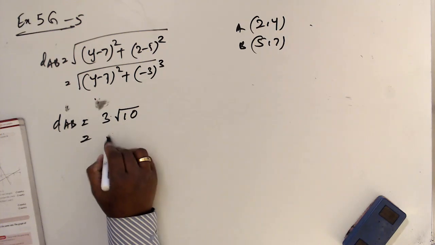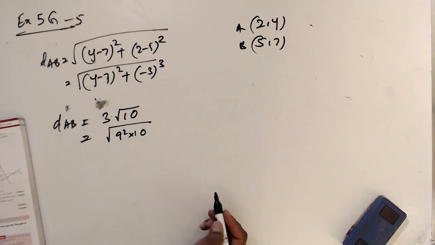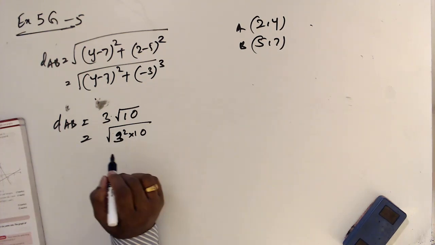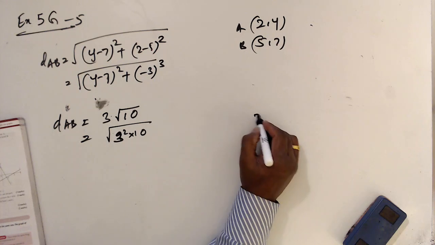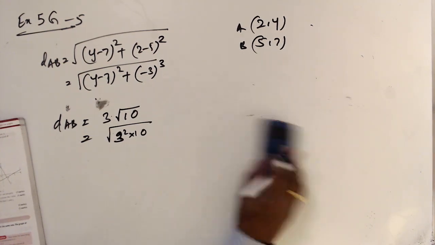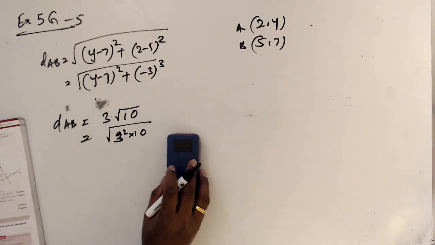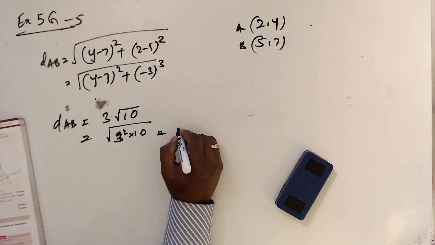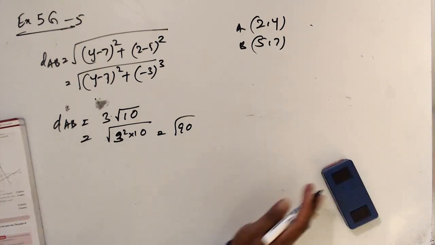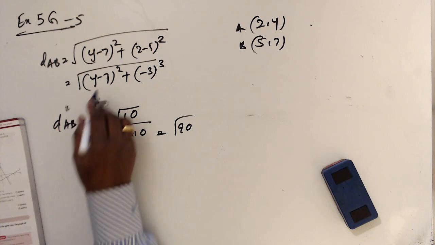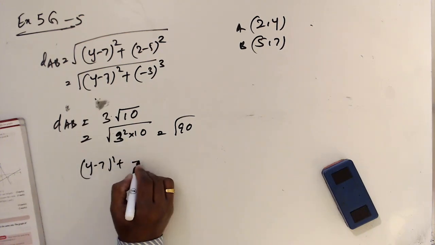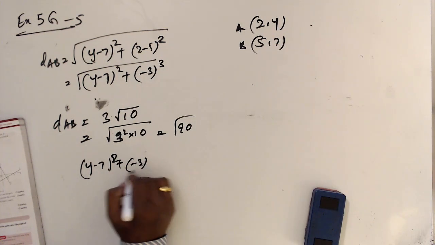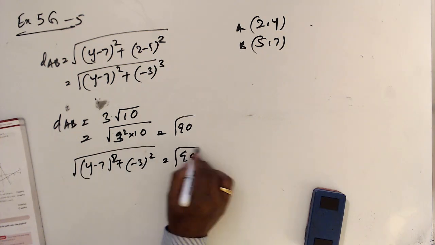So I'll write 9 times 10, because when 3 goes inside it's going to be 3 squared, not 3. When it comes out of the square root it becomes 3. When 3 goes inside it's 3 squared. If you want to take 3 squared out, it will become 3. So this is 3 squared times 10, 90. Now (y minus 7) squared minus 3 squared, square root equals square root 90.